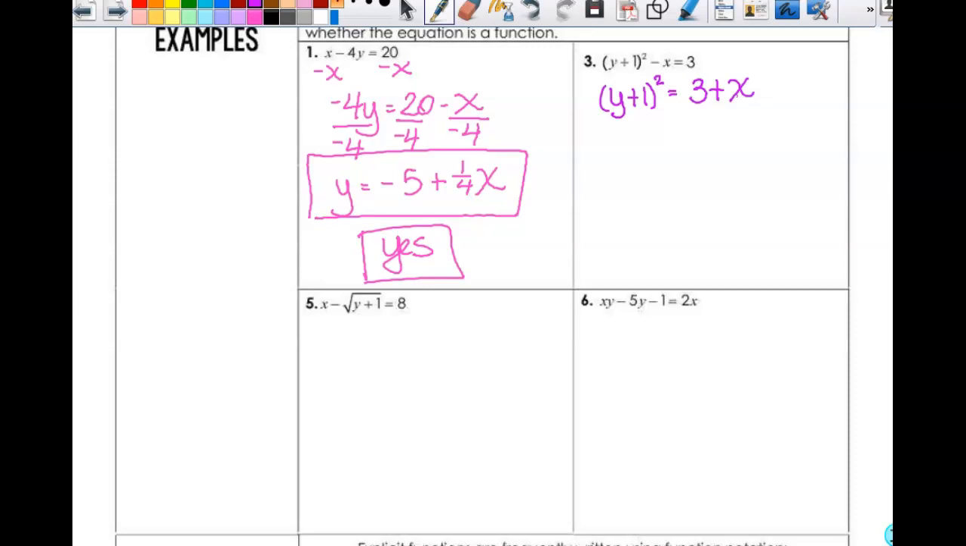Would it be legal for me to subtract 1 from both sides at this point? No, because it's inside those parentheses, right? So I have to undo the square. How do you undo a square? Square root.